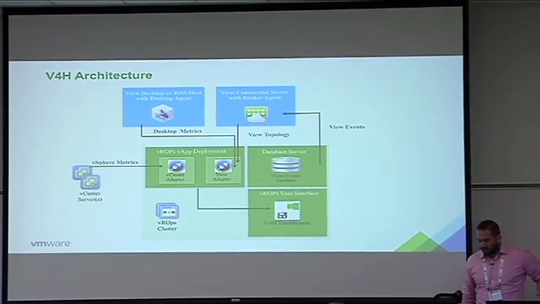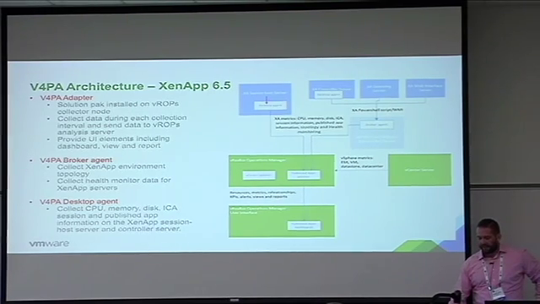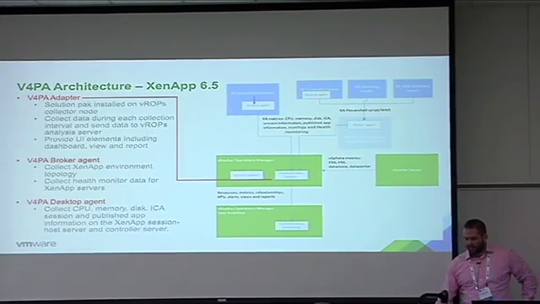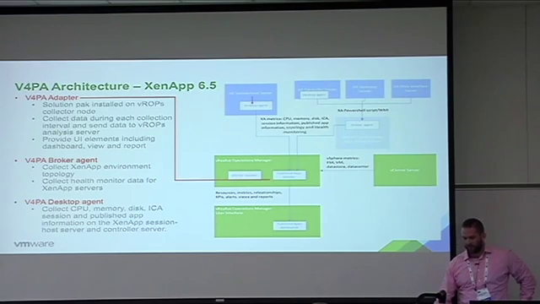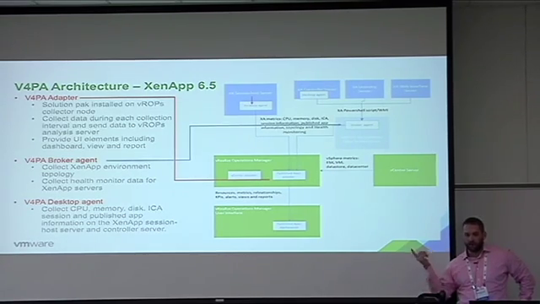Just drilling down more into the architecture, like I just previously talked about. We collect desktop metrics from the agent on the desktop. We collect view topology from the actual connection broker with the agent, and collect information from the database server. And we can feed that all back into vRops. Zen App 6.5, so there's a V4PA adapter. Again, we deploy that adapter on top of vRops. There's a broker agent that goes on that middleware that talks through PowerShell to Zen App 6.5. And then there's a desktop agent.